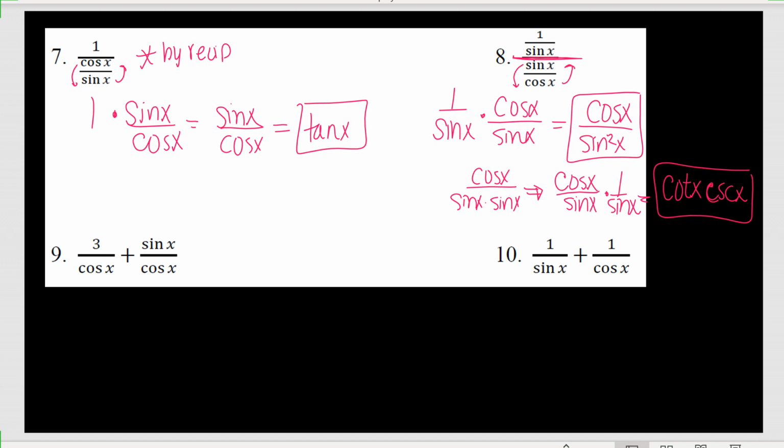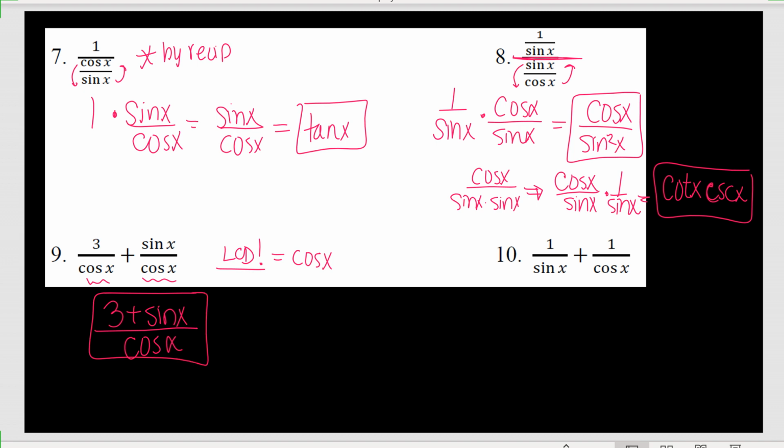All right, we're plugging and chugging along. Good job, guys. Number 9, 3 over cosine of x plus sine of x over cosine of x. Remember, if we want to add 2 fractions, I have to have the same denominator. Both of these have cosine of x as its denominator, so we can just straight up add the 2 numerators together, 3 plus sine of x, and put them over cosine of x to create that one fraction. Great job.